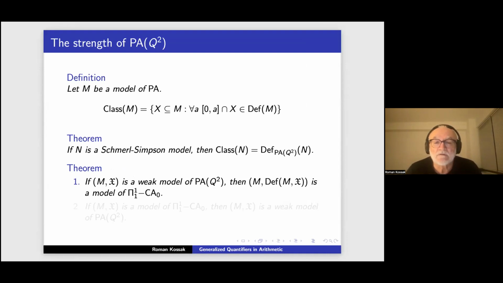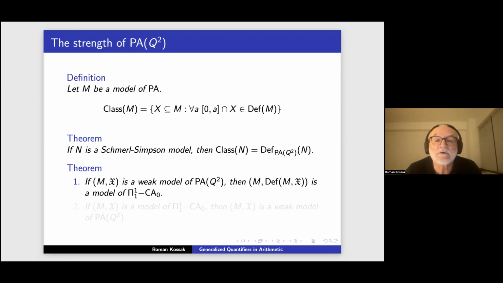A weak model of PAQ star. When you say there is a homogeneous set, and you interpret your Ramsey quantifiers, then you just mean a set, an unbounded subset of the universe of the model. But you can restrict this existence quantifier to some family of subsets of M, and that makes a weak model of PAQ star. So this fractur X here denotes a family of subsets of a model M, and (M, X) is a weak model of PA.